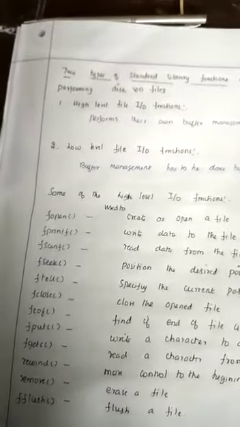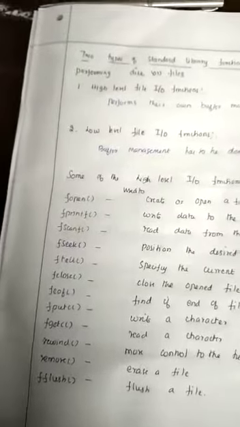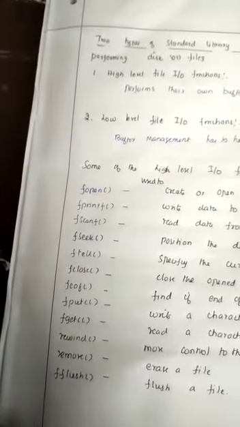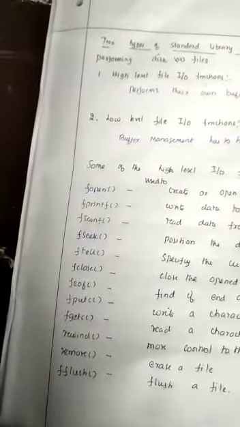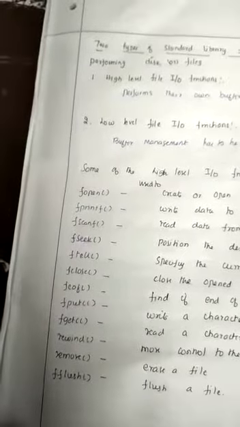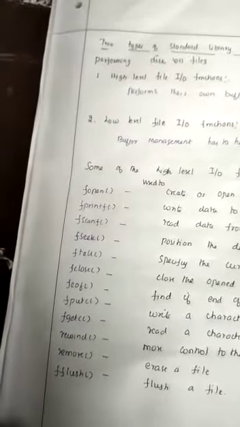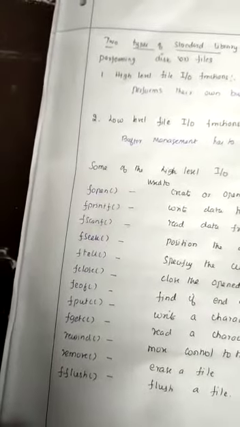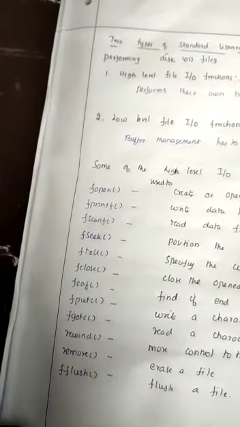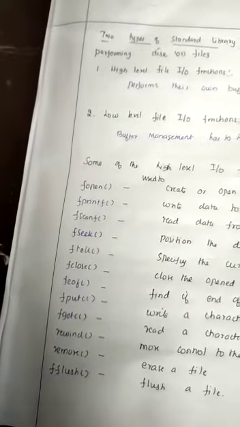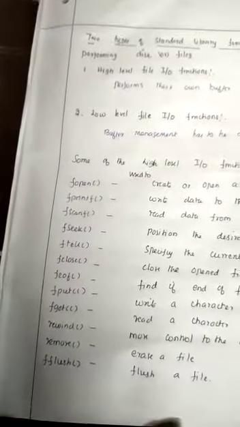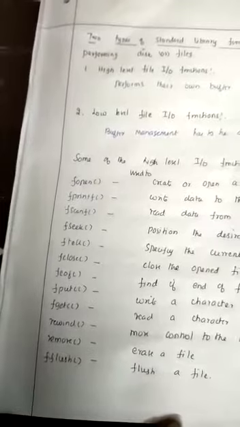What are the high level input output functions available in the C language? fopen, fprintf, fscanf, fseek, ftell, fclose, feof, fputc, fgetc, rewind, remove and fflush. fopen stands for file open, fprintf for file printf, fscanf for file scanf, fseek for file seek, ftell for file tell, fclose for file close, feof for end of file, fputc to put a character, fgetc to read a character at a time. rewind is used to move the control to the beginning of the file, remove is used to erase a file, and fflush is to flush a file.